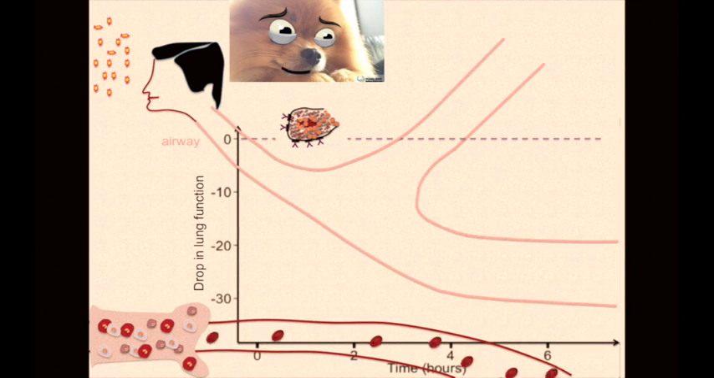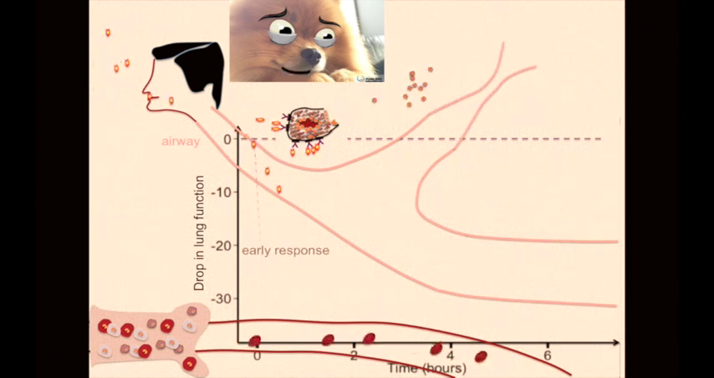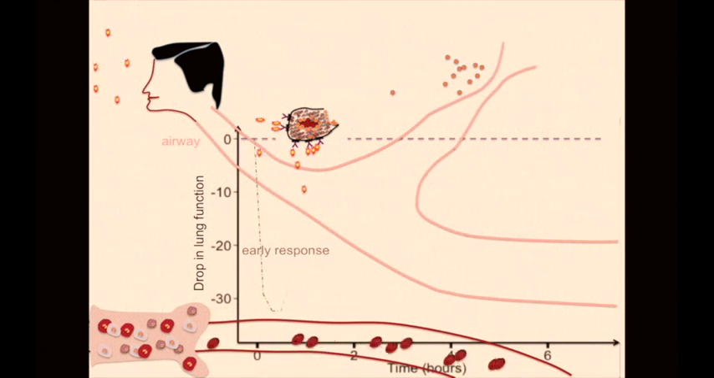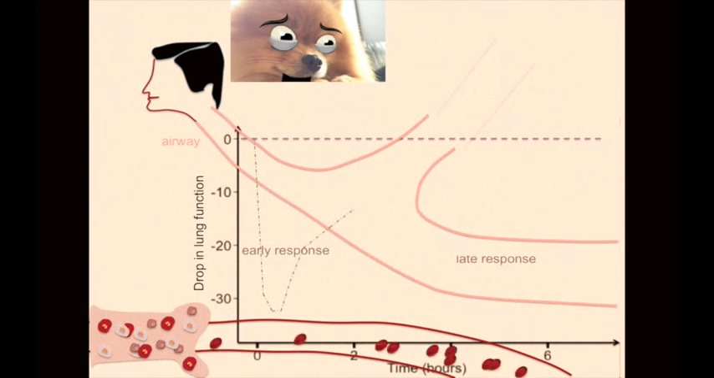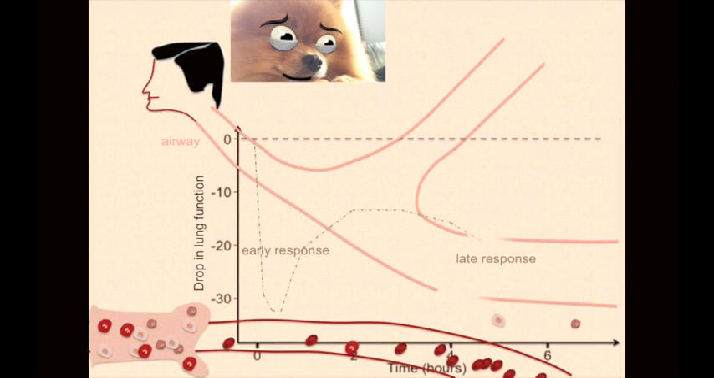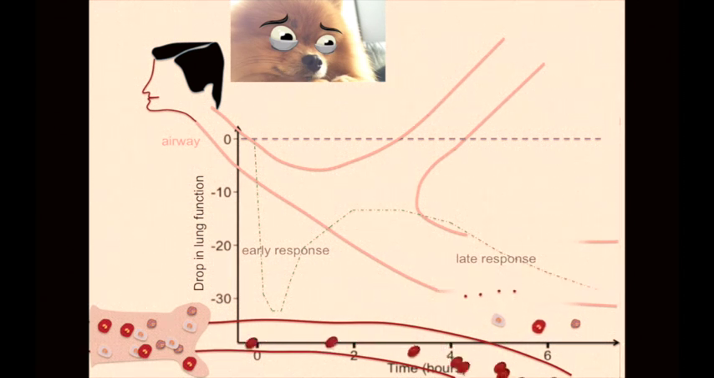Upon allergen inhalation, the allergen binds to cells in the airways, which release mediators that cause airway contraction. This is called the early asthmatic response. This drop in lung function resolves on its own. However, hours later, immune cells from the blood enter the airways and release their own mediators, causing a longer-lasting airway contraction. This is called the late asthmatic response.